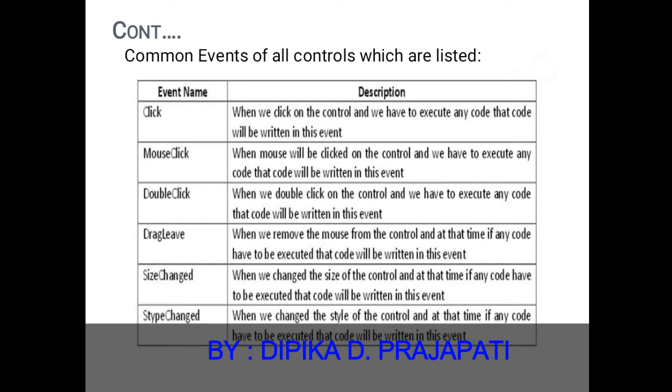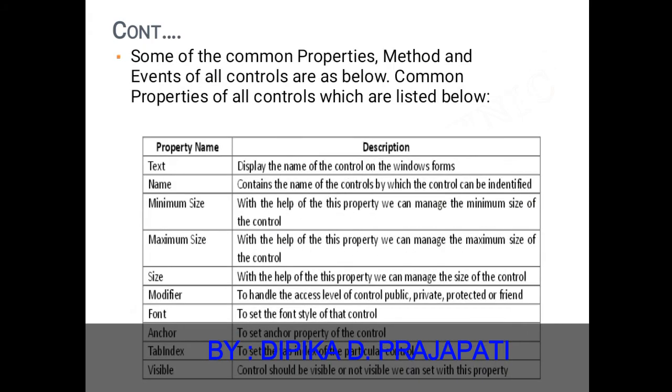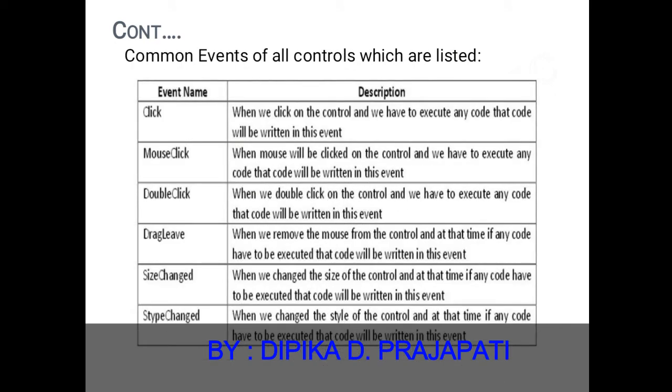Okay. Next, here are the common events of all controls, which are listed here. So this one is our common property, and this is our common event. The events are click, mouse click, double click, drag leave, size change and style change. First, the click event. When we click on the control and we have to execute any code, that code will be written in this event. Then mouse click. When the mouse is clicked on the control and we have to execute any code, that code will be written in this event.